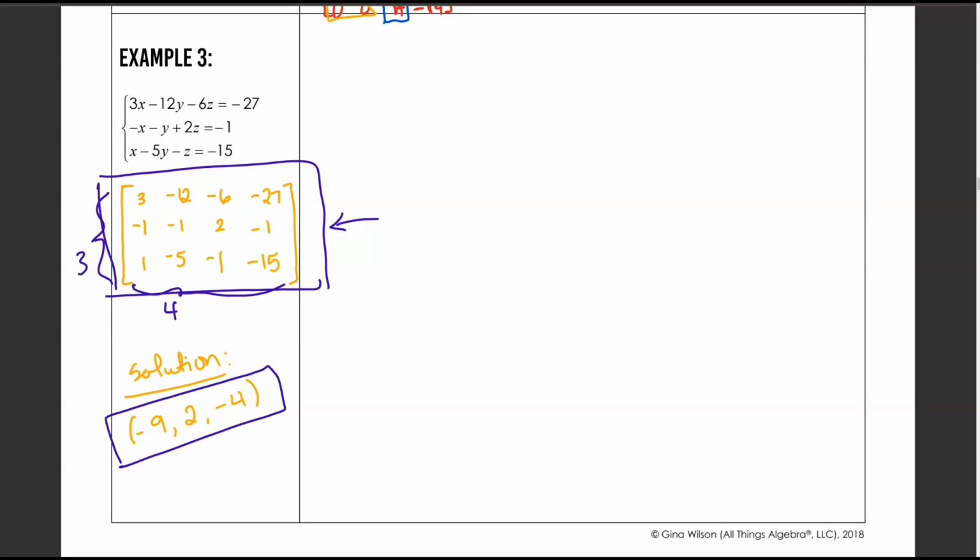Okay, so remember, that's what we want to do. First, on Desmos, we are going to define our matrix. And we are inputting the augmented matrix.